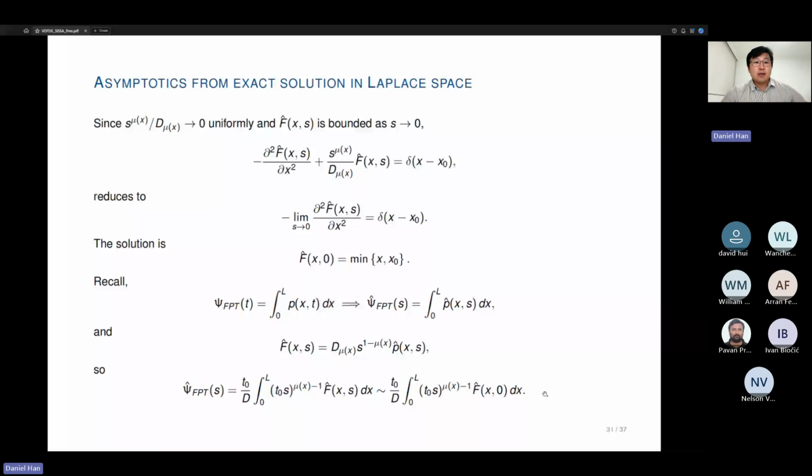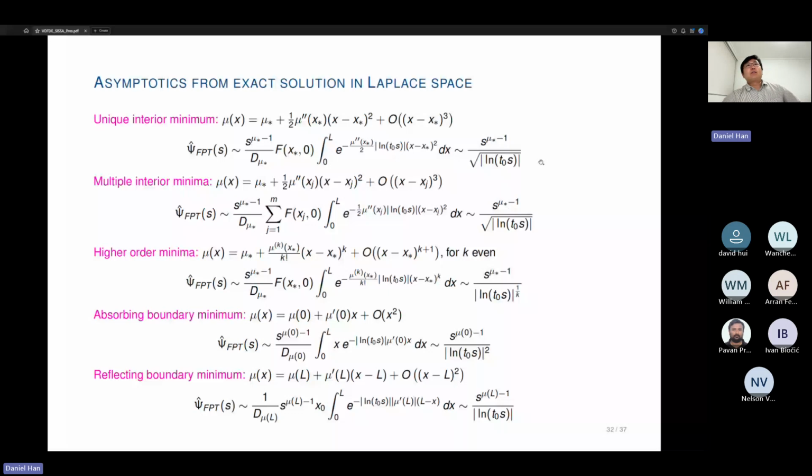It's just the minima between x and x0. Okay. And so for a whole bunch of different cases, so when there's a unique interior minimum, in other words, the second derivative in space of my fractional exponent is a constant; for multiple interior minima, so when the function is oscillatory and there are multiple minima; higher order minima, so quartic minima and higher; an absorbing boundary minimum, so a minimum located at x equals 0, versus a reflecting boundary minimum, obtained at x equals L, I can obtain my Laplace transformed approximations, again, using the Laplace method, of my first passage time survival functions.